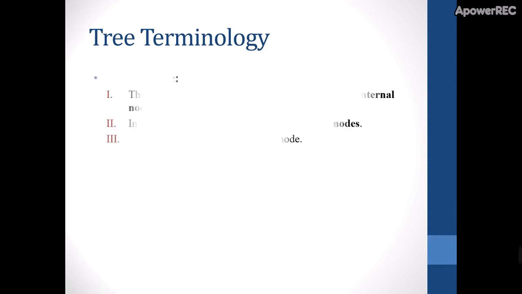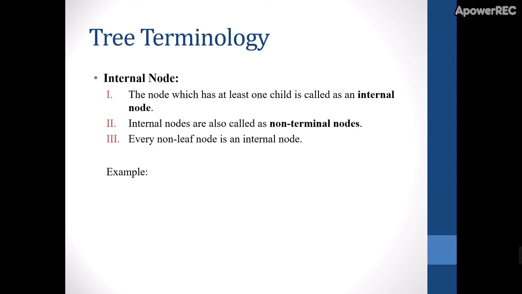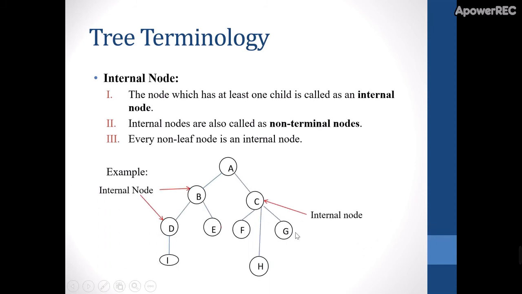Next, internal node. What is an internal node? A node which has at least one child is an internal node. This internal node is also known as a non-terminal node. Why non-terminal? Because B, C, D, A each have at least one child, and after that node there are further nodes. So this is an internal node.